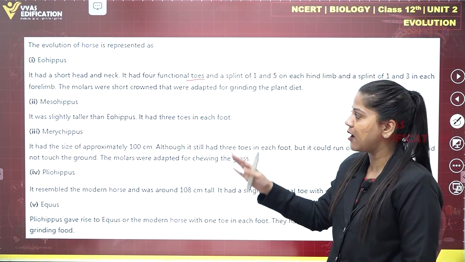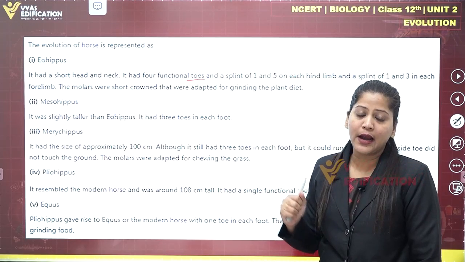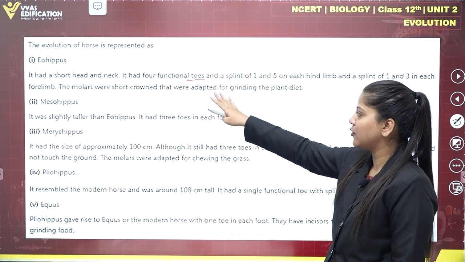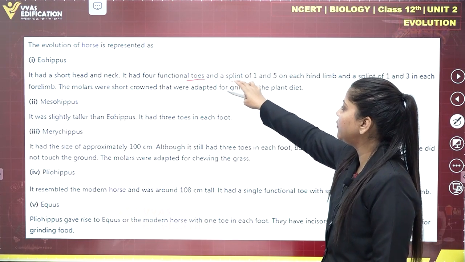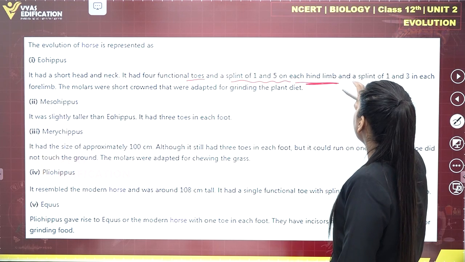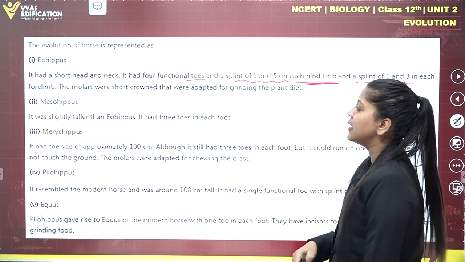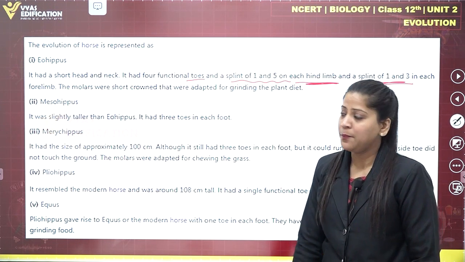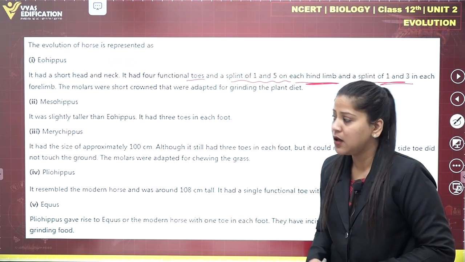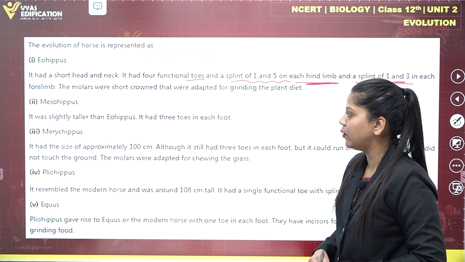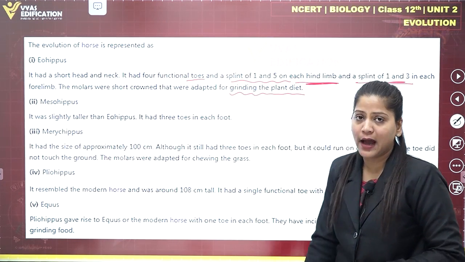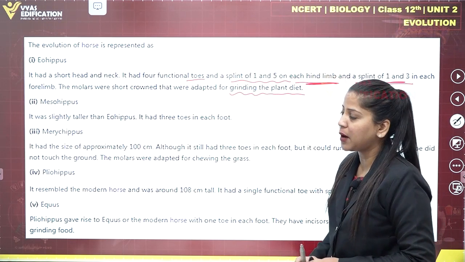So it was having short head and short neck. They also were having four functional toes and a splint of 1 and 5 on each hind limb, and a splint of 1 and 3 in each forelimb, right? Also, Eohippus were having molars that were short-crowned and adapted for grinding the plant diet. This information is about Eohippus.